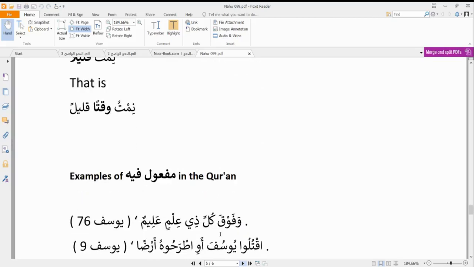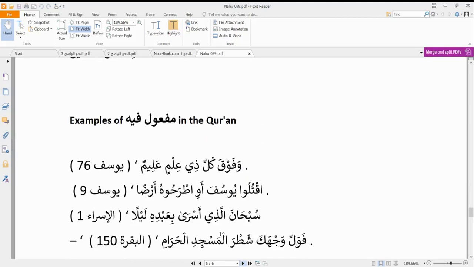So we have some examples of maf'ul fihi in the Quran. Allah says wa fawqa kulli dhi ilmin alim. So fawqa is a maf'ul fihi. Wa qutulu yusufa aw itrahuhu ardan. Kill Yusuf or throw him to a land. So ardan is a maf'ul fihi, that is where the action should happen. Subhanalladhi asra bi'abdihi laylan. Laylan tells us when that journey happened, when that verb asra happened, which was at night. That is our zarf zaman.